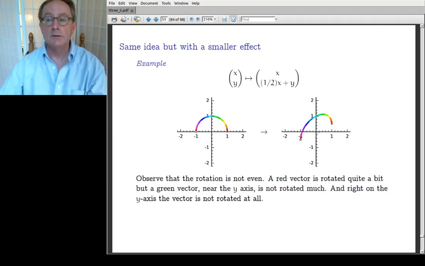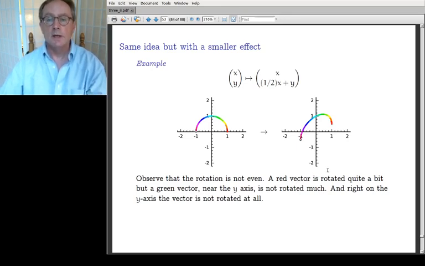Points that have a 0 for an x value, the green points, are not affected. They are unchanged. But changed are the points that have x equals 1 or x equals minus 1. Of course, x equals 1/2 is also changed, but it's not changed by as much. I'm going to observe something that's a little hard to see here.